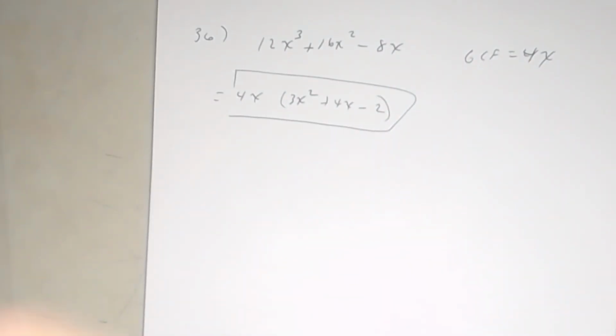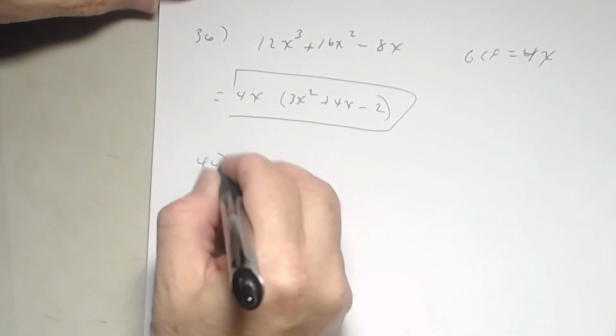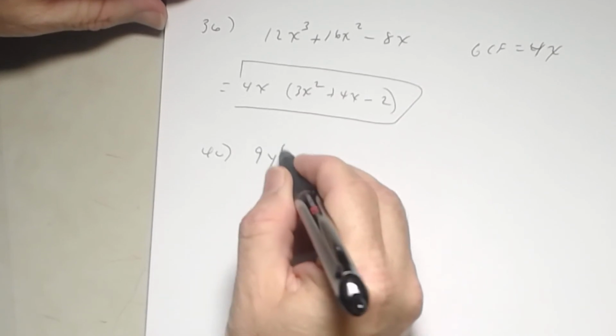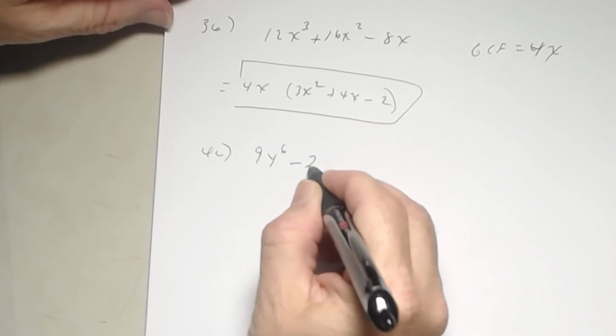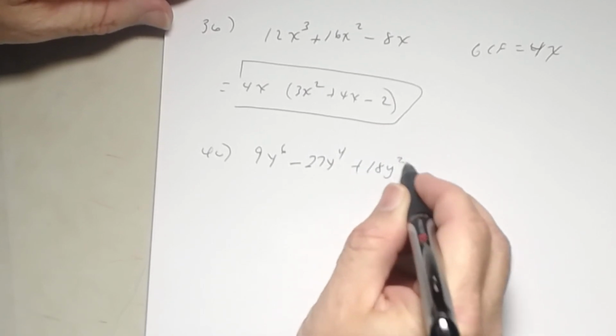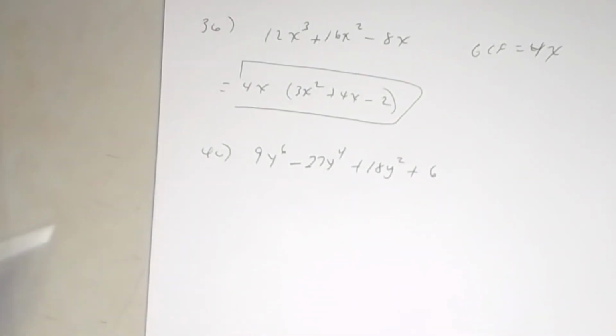Okay. Now, let's look at number 40. In 40, you have 9y to the 6 minus 27y to the 4th plus 18y squared plus 6. GCF is 3. All right.